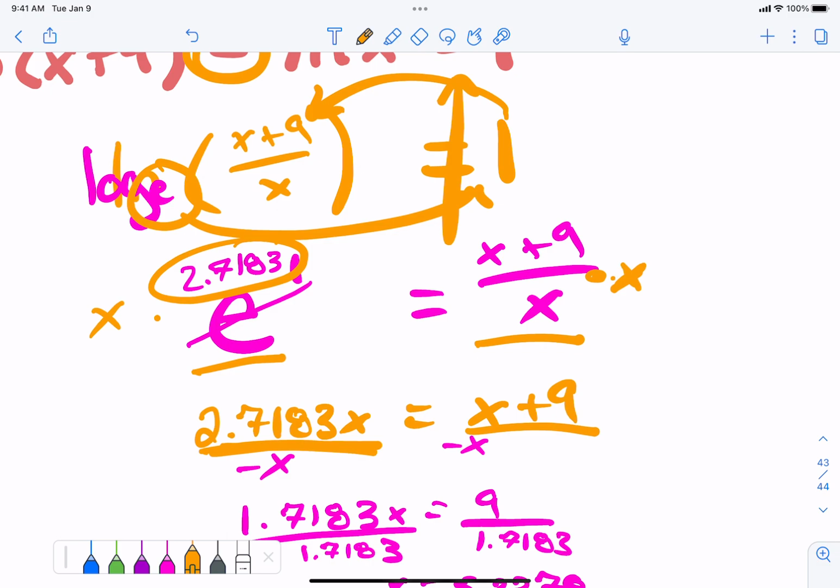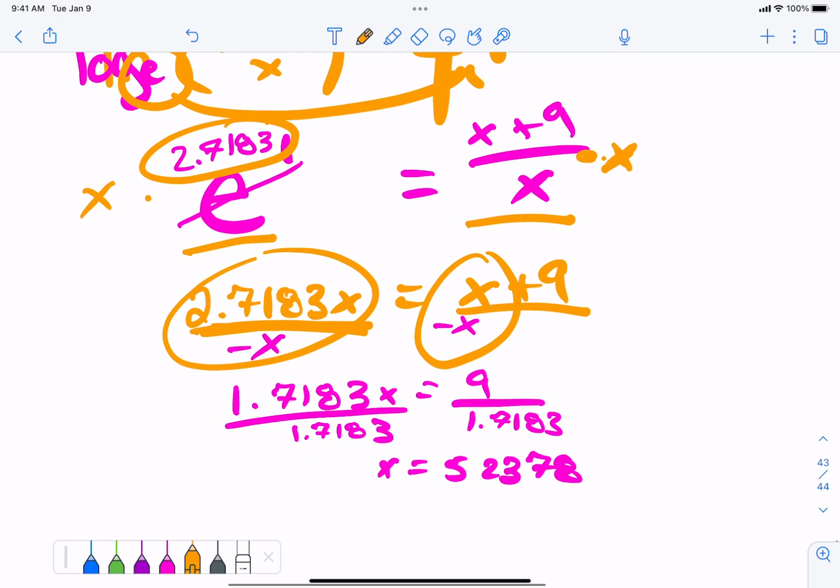Okay, then I gotta get my x's together. So I subtract the x and subtract the x. That makes this 1.7183x equals 9. Oh my gosh, I got the same. Because this is 2x minus 1x, right? If I subtract the x, 2 minus 1 is just 1.7183x.